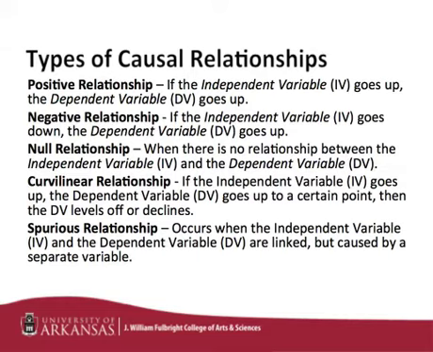So it's inversely related. The null relationship is the assumption that there is no relationship between the independent variable and the dependent variable. A curvilinear relationship is just a special form of relationship in which you might have a movement in one direction for part of the data that's gathered until a certain point, there's a leveling off or even a decline in this relationship. And finally, we have the idea of a spurious relationship, which occurs when the independent variable and the dependent variable are linked together, but when we look at it closely, it's linked together by a separate variable.